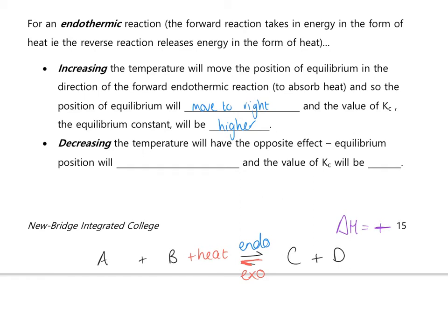But for decreasing the temperature, we're essentially lowering our concentration of heat. We want to replace that. That happens by favouring the exothermic reaction, which will replace some of the heat of the system, which is the backwards reaction. So your equilibrium position this time is going to move to the left, and the value of Kc will be lower as a result.